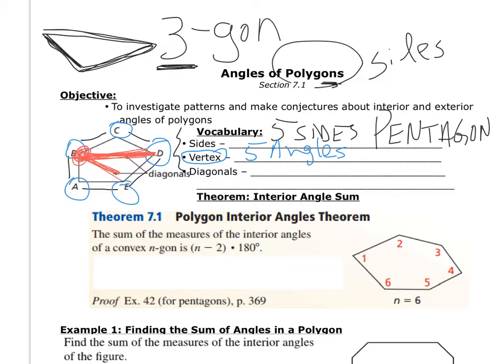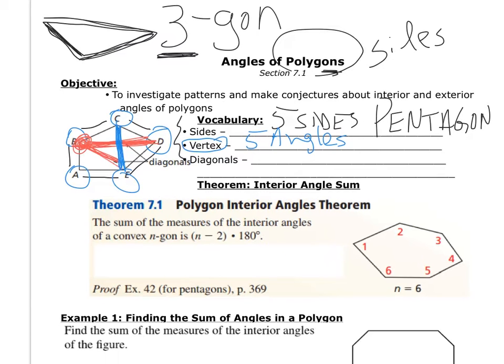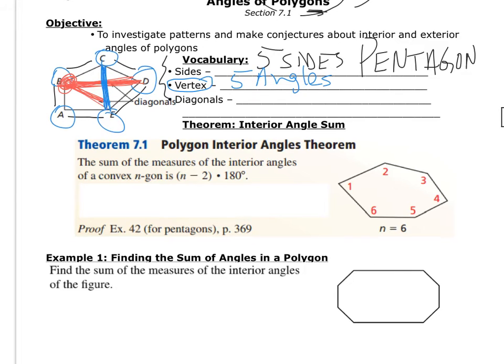That's right. C and E could. And here I'll do it in blue. That would also be another diagonal. All right. So, going down to this first theorem here. Before I read this theorem, there's a word that I want to point out that I'm circling right there. The word interior. We've dealt with interior a bunch, haven't we? What does interior mean? Inside, right? We're talking about the angles on the inside, interior angles.